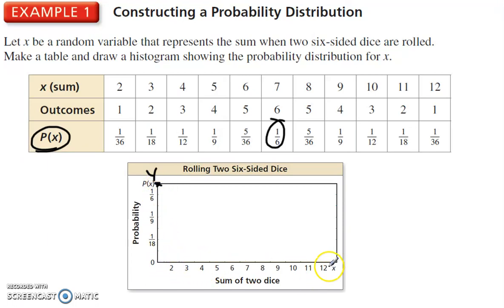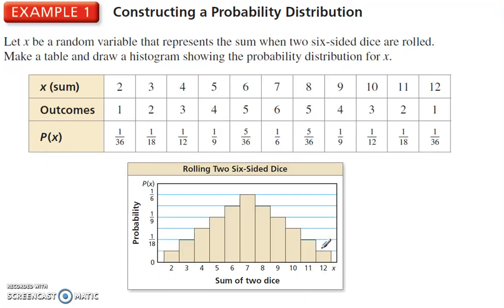And then here, for my total outcomes, I'm going up to 12. And then fill in the table. That's what a histogram looks like for this distribution.